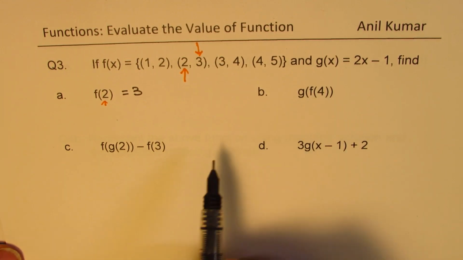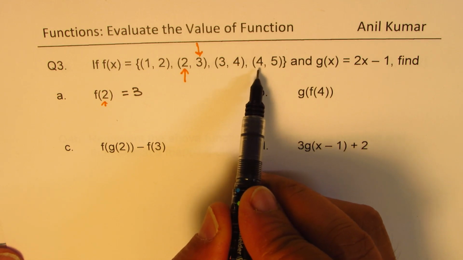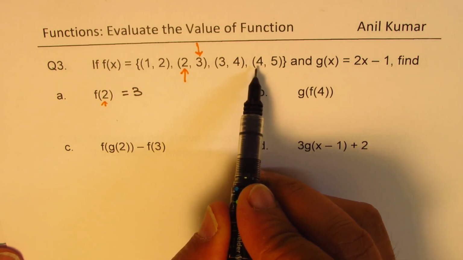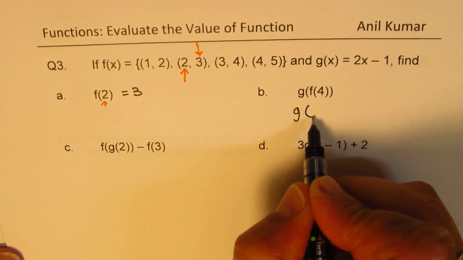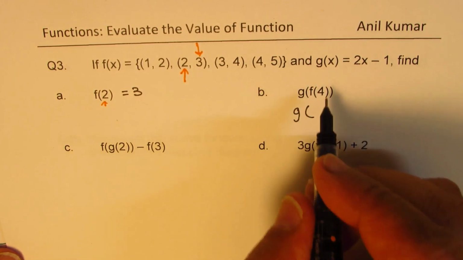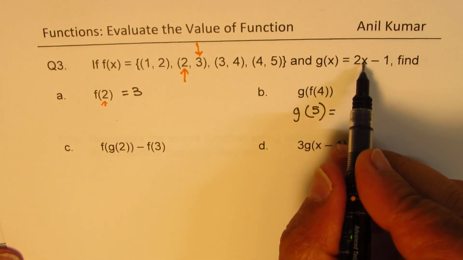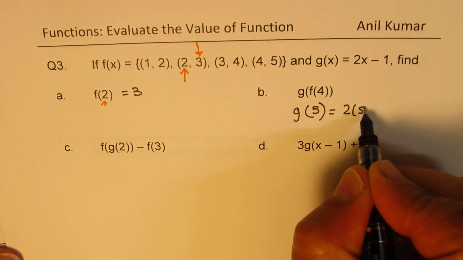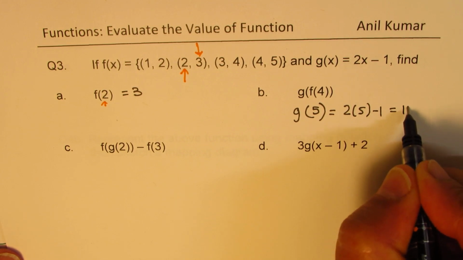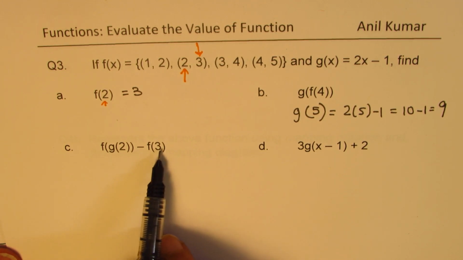G of f of 4. So what you should do is look for 4 in the x coordinate plane. X value is 4, y value is 5. So I could write this as f of 4 is 5. So I'll write this as 5, right? Now we have to substitute 5 in our equation to get the value of g of x. So which is 2 times 5 minus 1, which is 10 minus 1, which is 9. Clear?